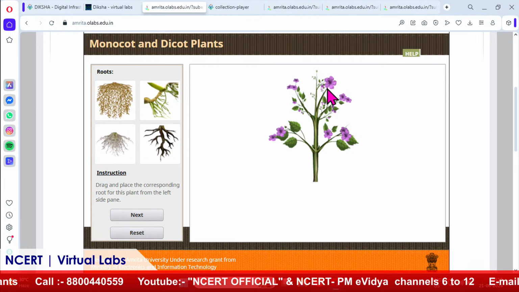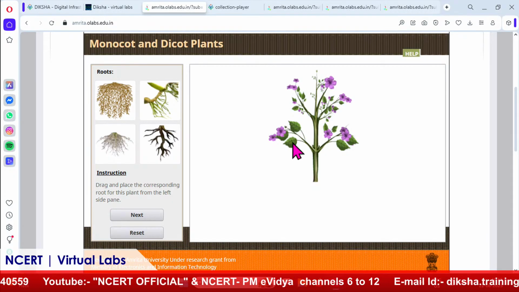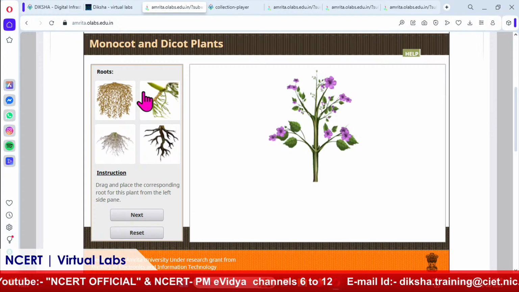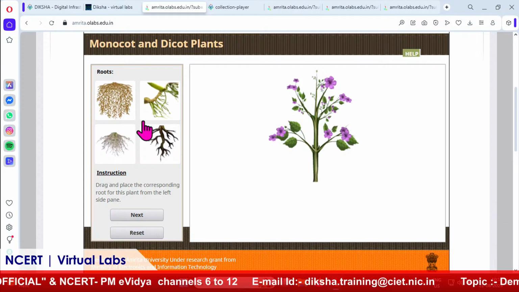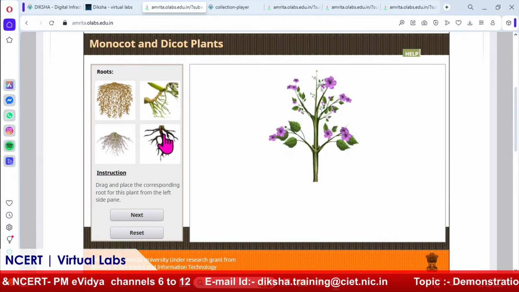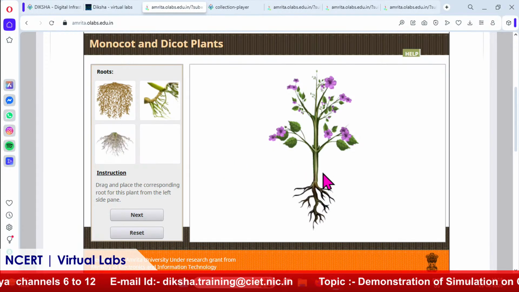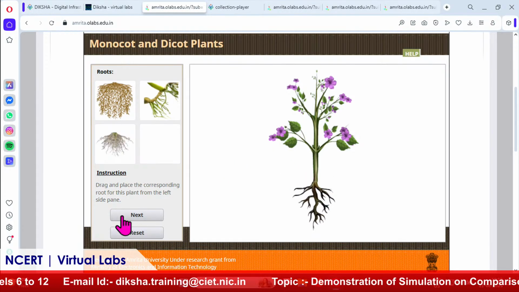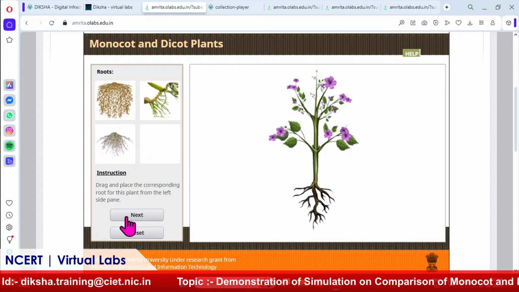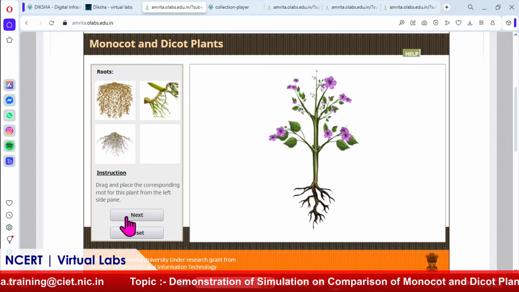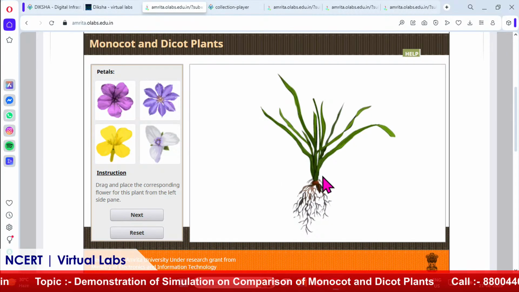So 5 petals are found in dicots. Reticulate venation is also found in dicots. That means this plant is a dicot. And as we have studied, the dicot plants have tap root system. So out of these 4 photographs, this is the tap root. So I will take it and try to attach, and you can see it got attached. So that means we have studied well. That's why I was saying that if you will not go through theory part, you will not be able to perform this simulation. So now we will click on next, and here we have another plant.